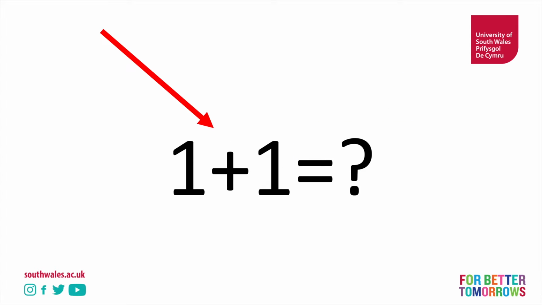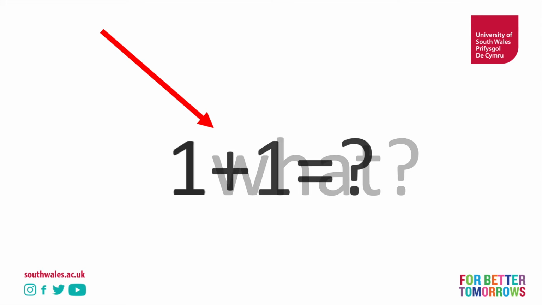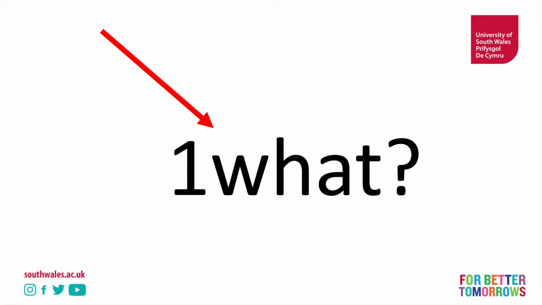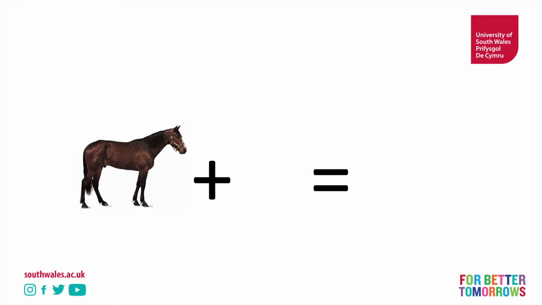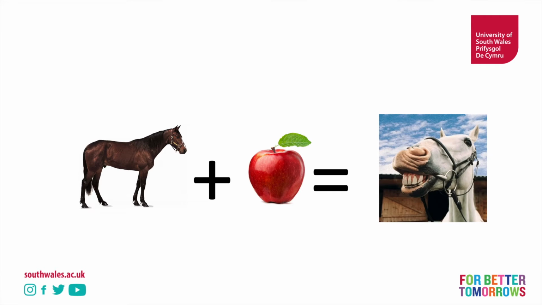Let's think like a designer. Let's focus on that problem. So if we think, all right, 1 what? Now, if we focus on the problem, the answer actually becomes really simple. Let's have a look at examples. So we have 1 horse. Now, to the horse, we add 1 apple. So we have 1 horse and 1 apple. 1 horse and 1 apple equals a happy horse.